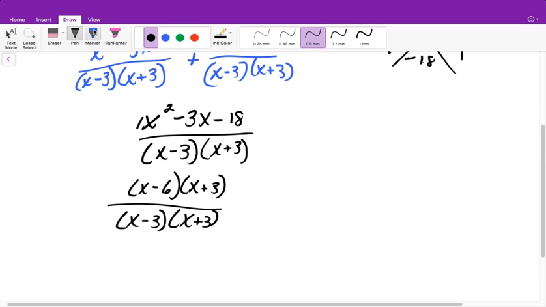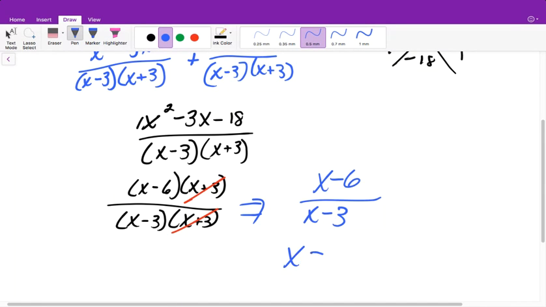And now we look to cancel out any like factors. So here we can cancel out the x plus 3, so our final answer is just x minus 6 over top of x minus 3. Right? And then we have to state our restrictions, say what x cannot be. So it's both of our factors before they get canceled, so it can't be 3 or -3.